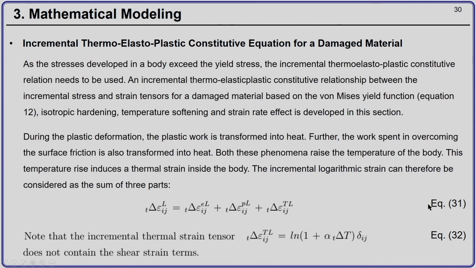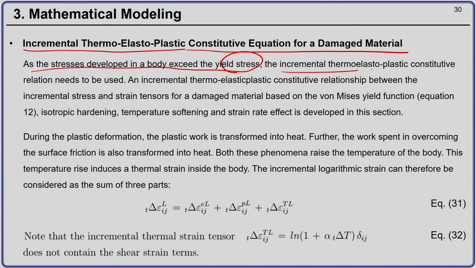Now, once we have derived the incremental thermoelastic constitutive equation for damaged material, we derive the incremental thermoelastoplastic constitutive equation for a damaged material. As the stresses inside the body exceed the yield stress, the incremental thermoelastoplastic constitutive relation needs to be used. The previous relation that we derived was for the elastic case, and now we have to derive the similar incremental equation for the elastoplastic case. This is needed because our body may go into plastic state, and the stress inside the body at certain points can exceed the yield stress.